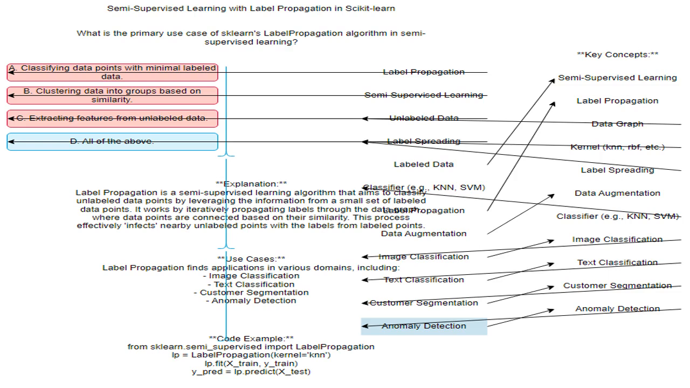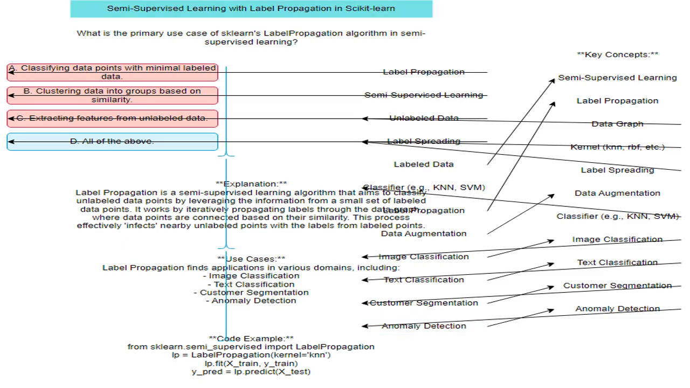False. Label spreading. While label propagation is a technique used in semi-supervised learning, it doesn't directly address all three aspects mentioned in the choices. Its core focus is classification with limited labeled data.